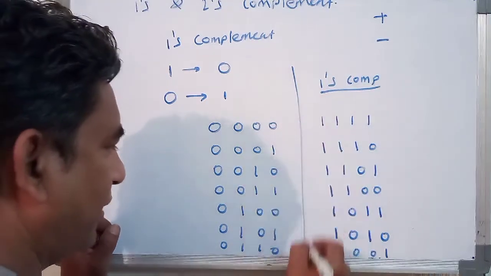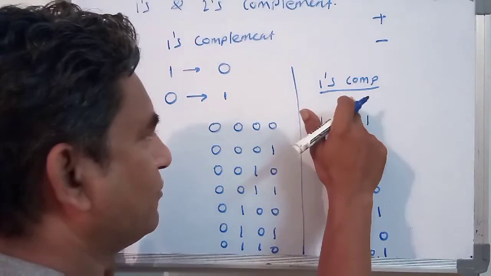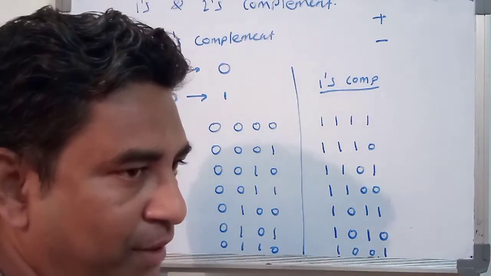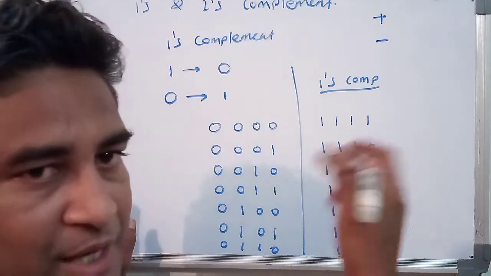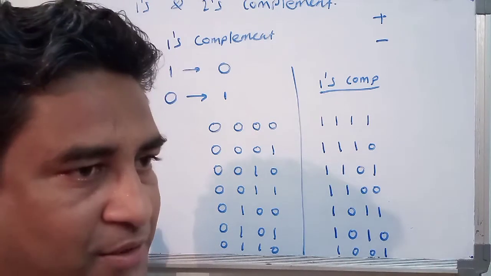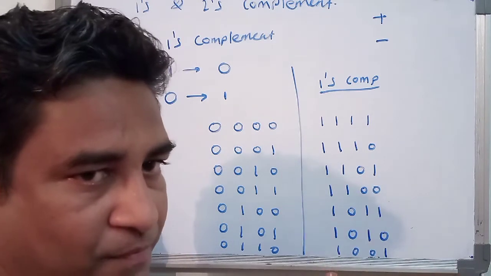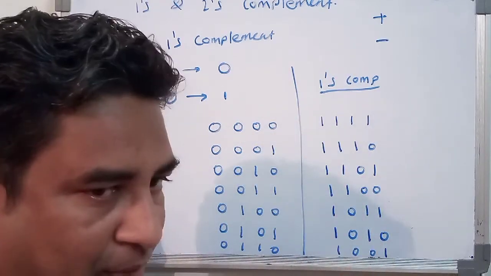So in this way, if any number is given to you, for the ones complement you have to replace every 0 with a 1, and where there is a 1, you have to replace that 1 with a 0. Okay, so this is the ones complement.